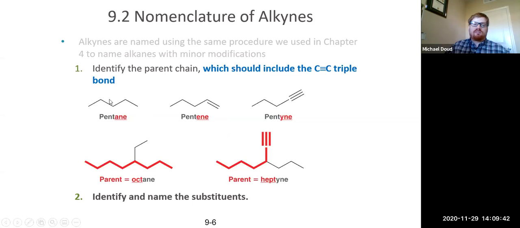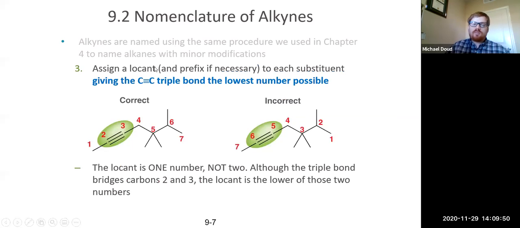So again, this is just walking you through. You identify the parent chain and make sure that you include the C-C triple bond. Then give a locant, a number for each substituent, and give the C-C triple bond the lowest number possible. So rather than starting from the right side over here and giving this a 5-yne, we know that we can start from the left and we give it a 2-yne in this case. That's exactly the same as what you did for alkenes. The only thing we're changing is the E to a Y.